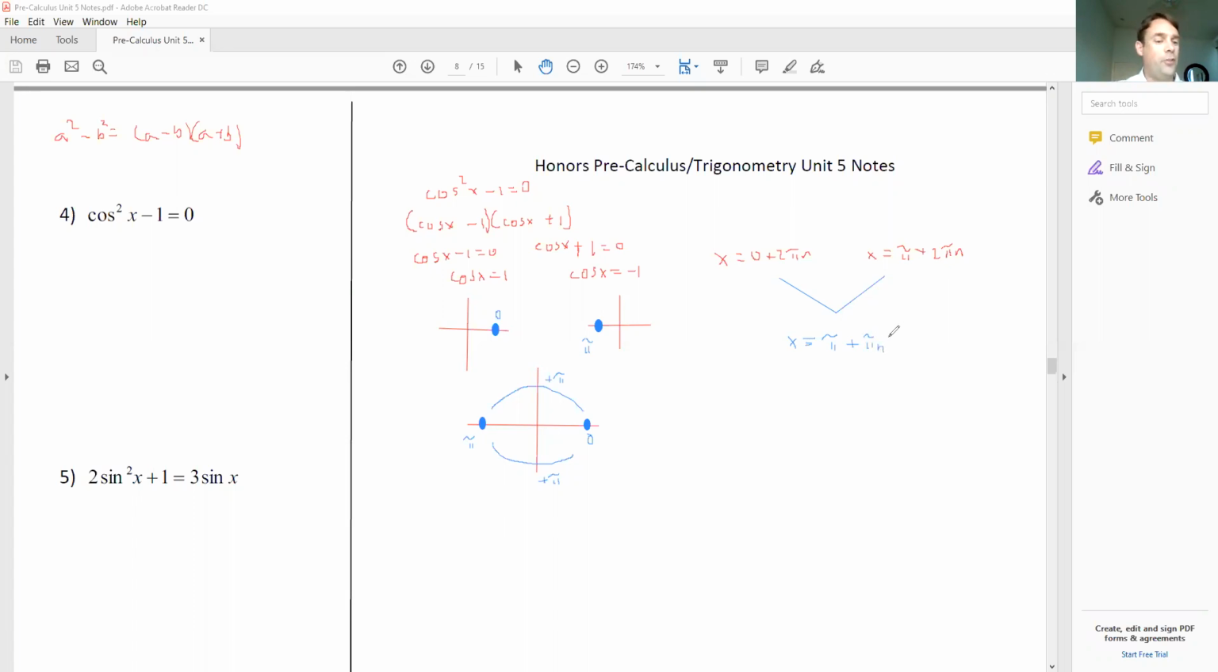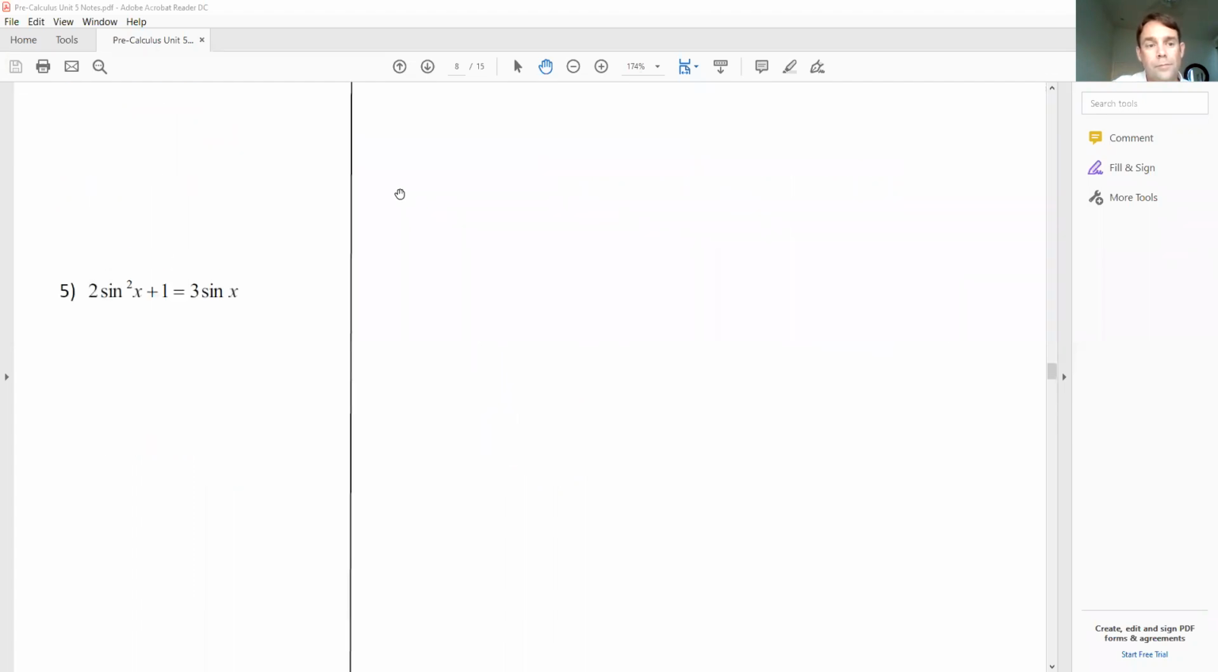All right, why don't you guys try the 2 sine squared x plus 1 equals 3. See what you come up with, and then we'll take a little gander at it. Go for it. All right, let's see how you guys did there.